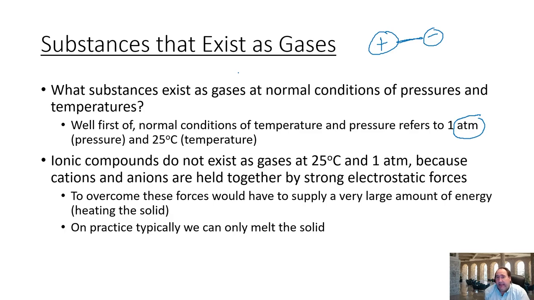For example, you could take a Bunsen burner like you use in the laboratory and heat an ionic compound, and it pretty much will not go into the gas phase. It will start to melt before it will even go into the gas phase. It will just melt rather than go into the gas phase. Again, that's because of the really super strong attraction between the two ions.